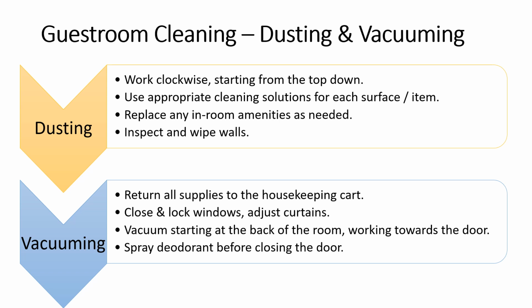Okay, dusting and vacuuming. Dusting should be done in a systematic approach. The best way to do it is to work around the room clockwise. This will ensure a space or an item doesn't get cleaned twice or missed. You always want to start with the highest surface and work your way down. Always use the best cleaning solution. Always spray onto your dusting cloth first and then wipe your item or your counter. If you spray it directly onto an item, it could cause it to stain.